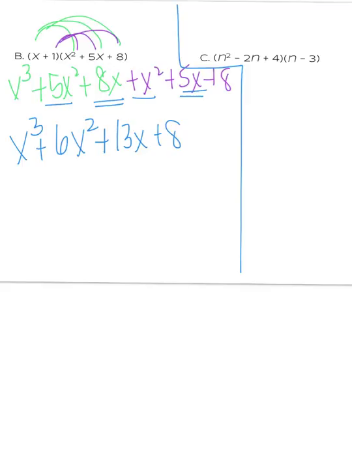So if you take a look, in this problem we have our trinomial first and then our binomial. So if you liked what was going on with A and B, if you want, you can start off by flipping this and rewriting it as n minus 3 times n squared minus 2n plus 4, and then just do exactly what we did in problems A and B. If you don't mind looking at it this way, you can do the same steps where we're distributing, but now I'm distributing the trinomial to the binomial.